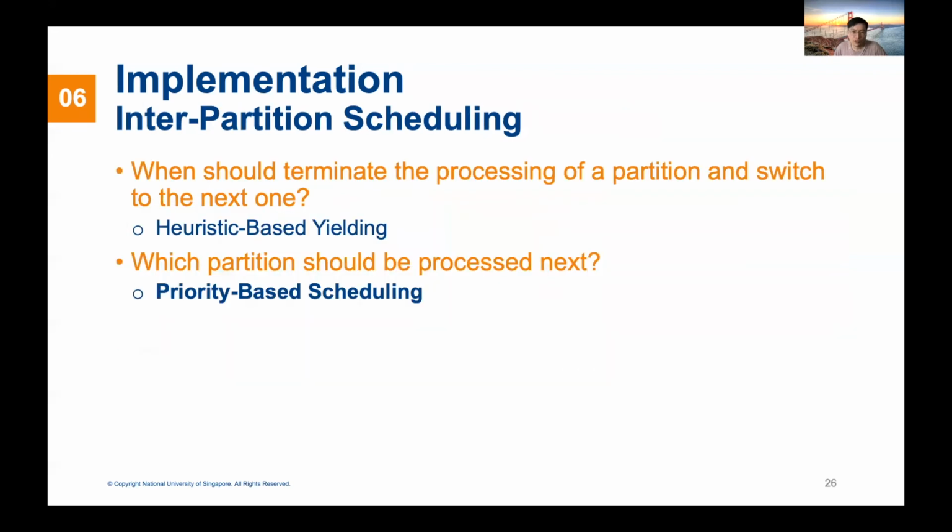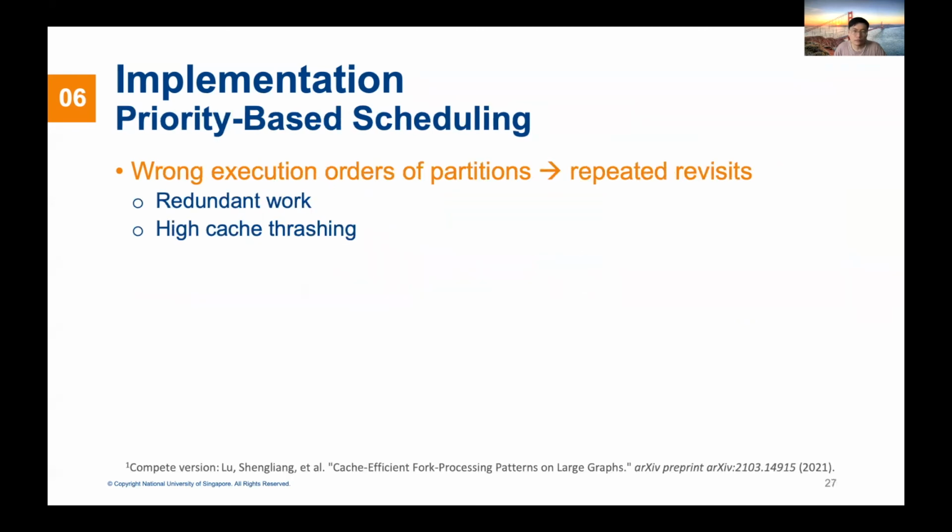The next question is, when we terminate a partition, which one should we process next? The most cache-friendly way is to always select the partition with the maximum number of buffered operations. However, we notice that such a wrong execution order of partitions could cause repeated revisits, which cause redundant work and high cache flushing.